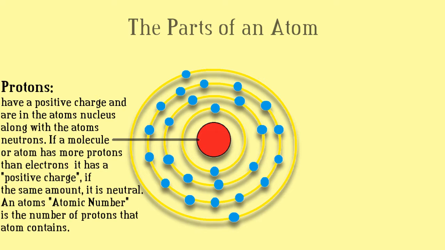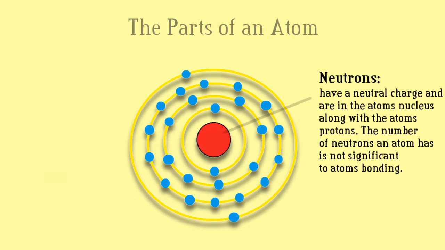An atom's atomic number is the number of protons that an atom contains. Neutrons have a neutral charge and are in the atom's nucleus along with the atom's protons. The number of neutrons an atom has is not significant to atoms bonding.